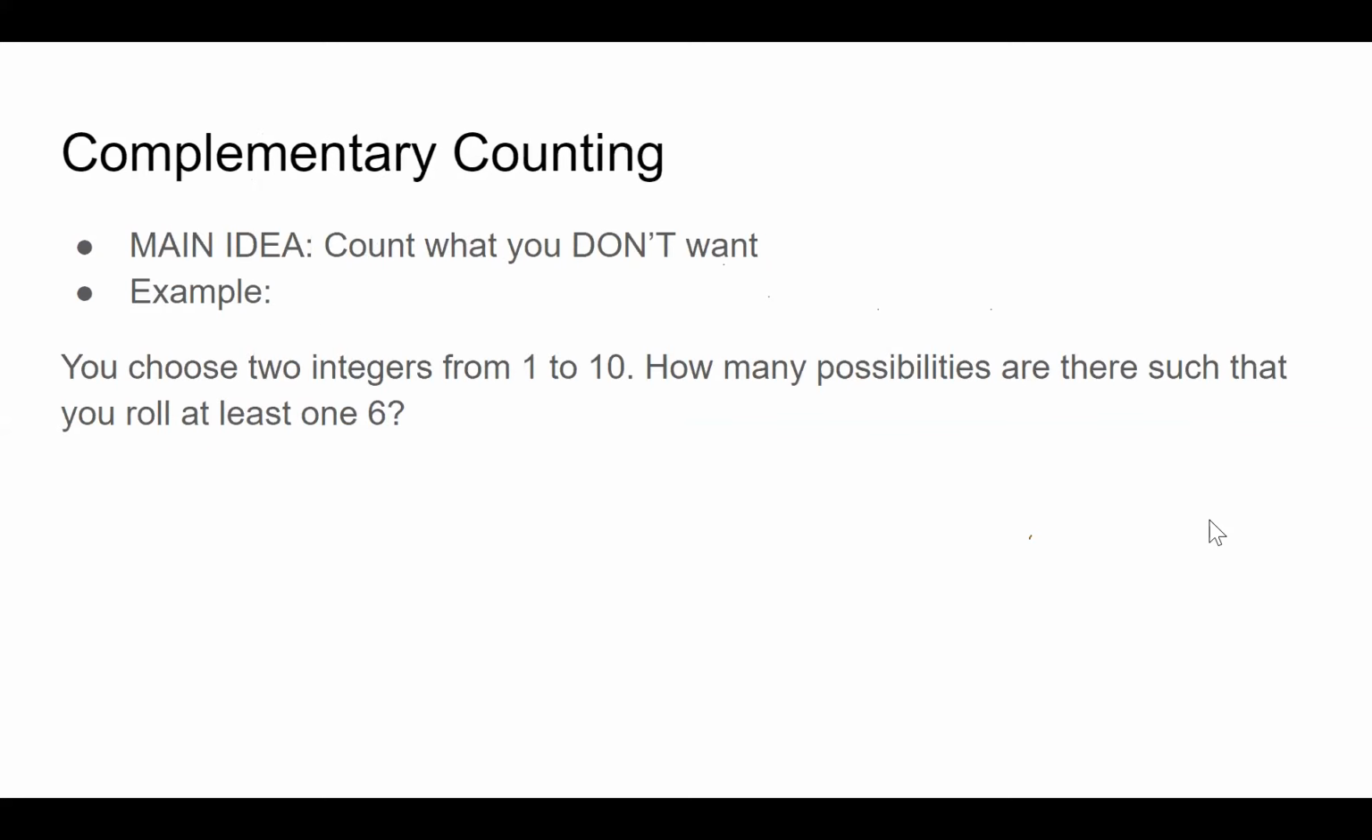Okay, so now we're going to do complementary counting. The problem is you choose 2 integers from 1 to 10. How many possibilities are there such that you choose at least 1 six? Oh wait, you don't roll.